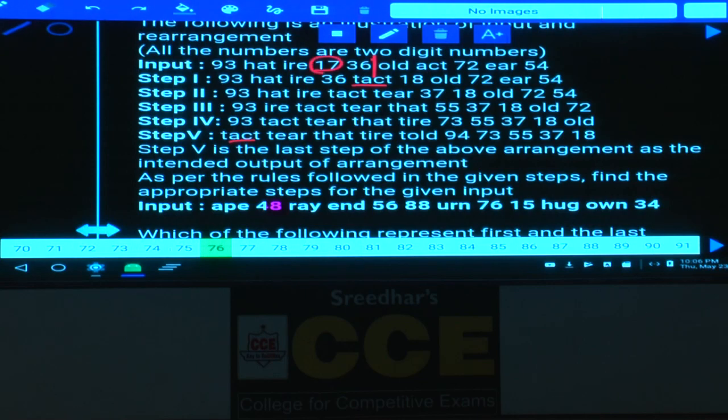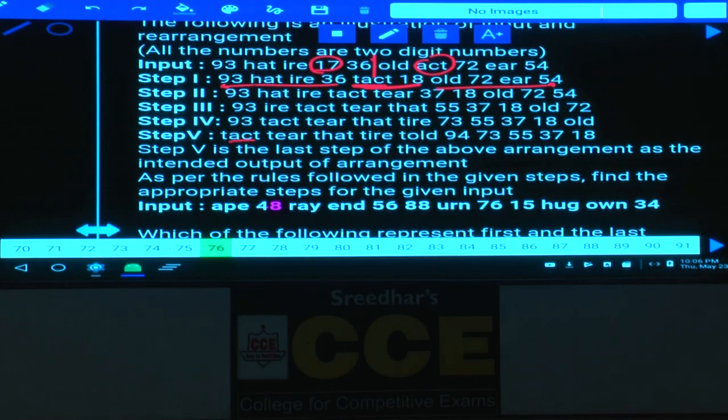17 is the least number, and 17 plus 1 is 18. Only these 2 elements were arranged at the 5th and the 6th places. And all the remaining elements, 36 and so on, shifted to the left hand side, and the old 72 and 54 shifted to the right hand side. Are you following this or not? And again in step 2, after this tact, what should be the next word here?